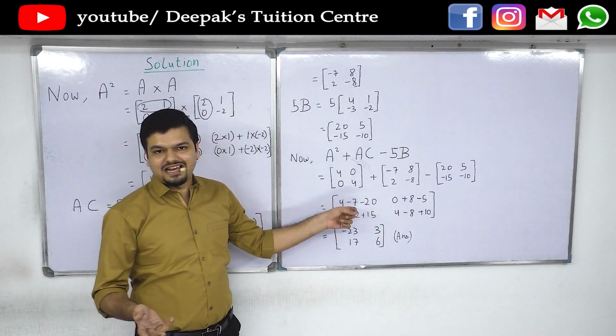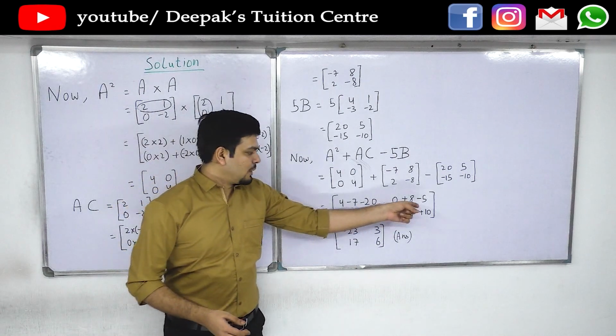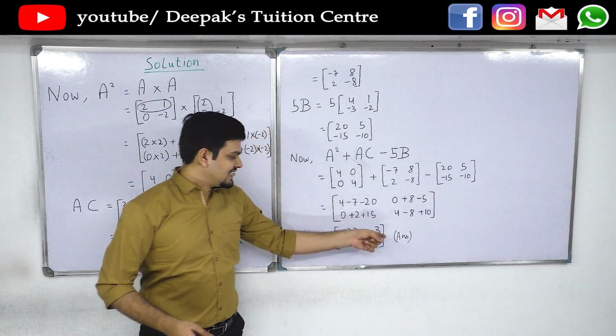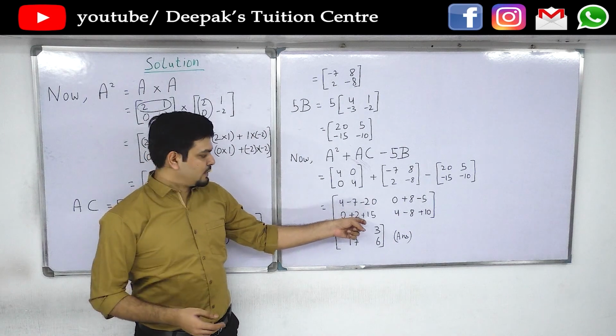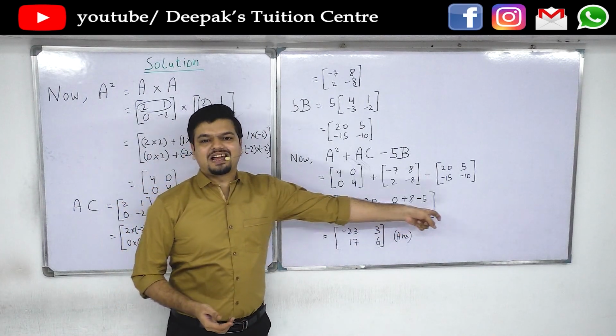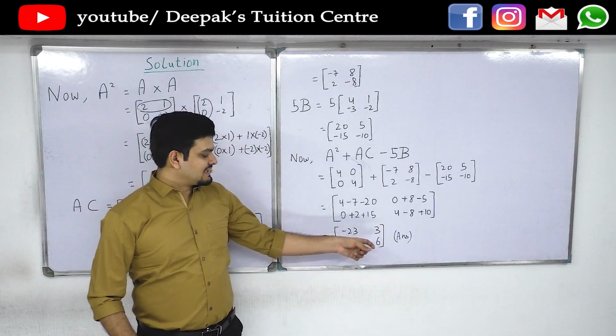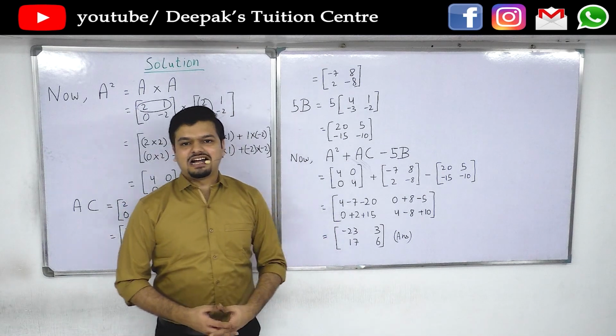4 minus 7 is minus 3. Minus 3 minus 20 is minus 23. 0 plus 8 is 8. 8 minus 5 is 3. 0 plus 2 is 2. 2 plus 15 is 17. And 4 minus 8 is minus 4. Minus 4 plus 10 is 6. So minus 23, 3, 17 and 6 is the answer.